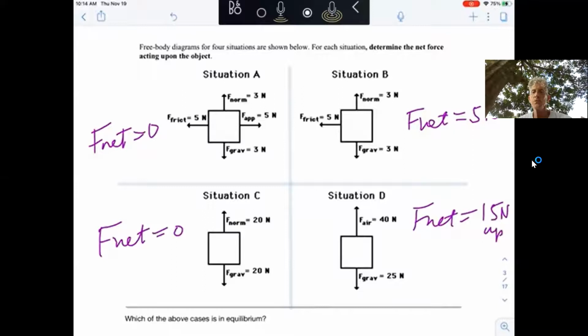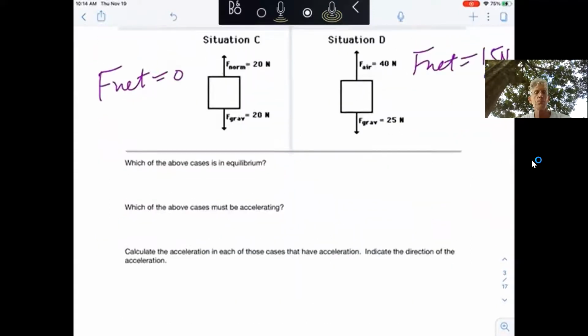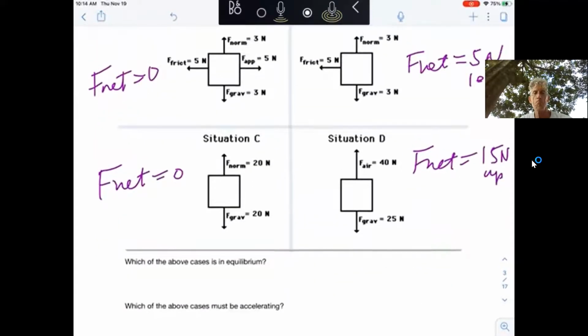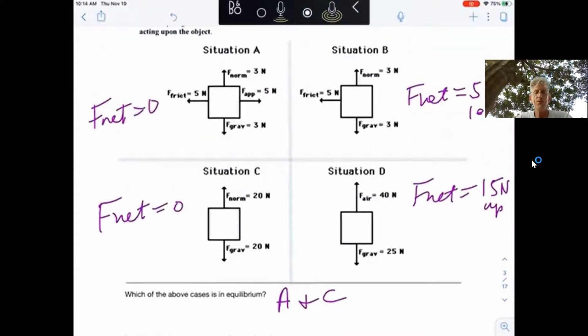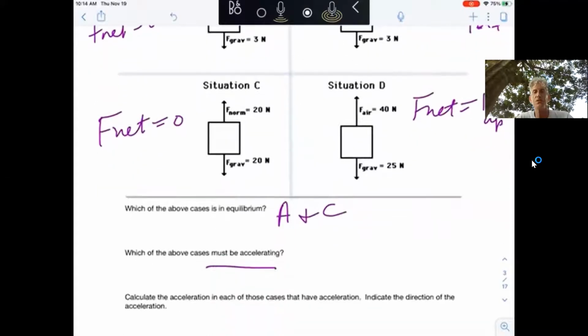Okay, so I should put a direction if I'm finding the net force, so I'm going up there and fixing those things. Which of the above cases are in equilibrium? Well, where F net is 0, that'd be A and C. If you have a net force, you must be accelerating, so that'd be cases B and D.